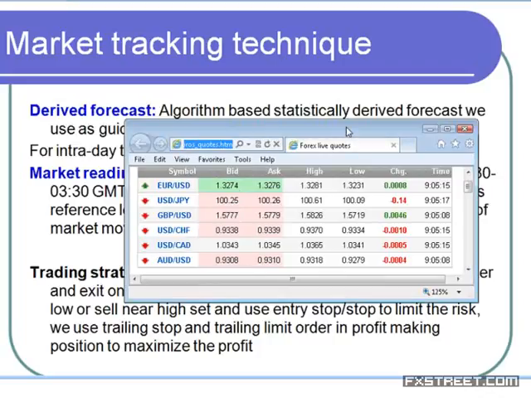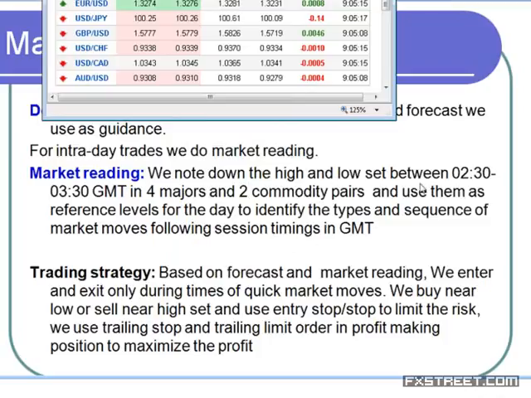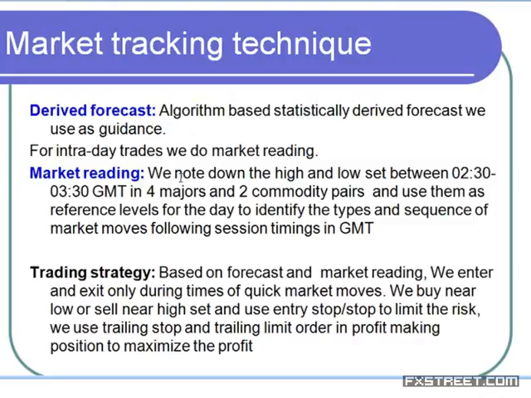And for that, what we need to do, we need to note down the highs and the lows set around 3:30 GMT in 4 majors and 2 commodity pairs, and use them as the reference levels for the day to identify the type and sequence of market move. We do it using the GMT time frame because it is a 24 hours market, so we use the GMT time frame. So in the market reading technique, we use only the live market code page.